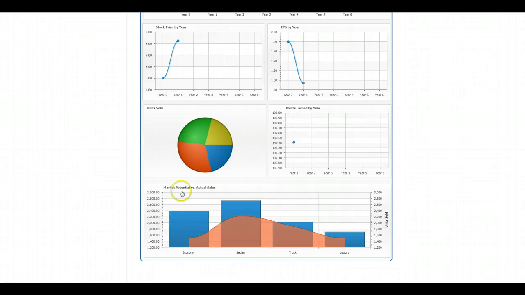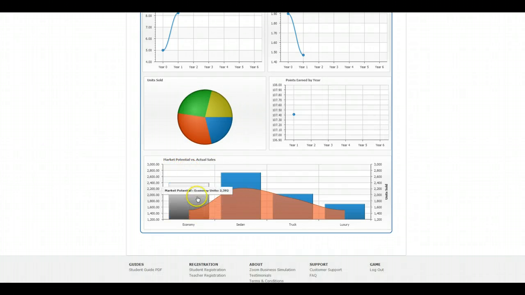And then if you look at my market potential versus actual sales, you see that my actual sales were 1,500 here. I could have sold 2,392. So I lost a big opportunity here. So this chart is very important. Market potential versus actual sales. The blue is my potential. The pinkish here is my actual sales.